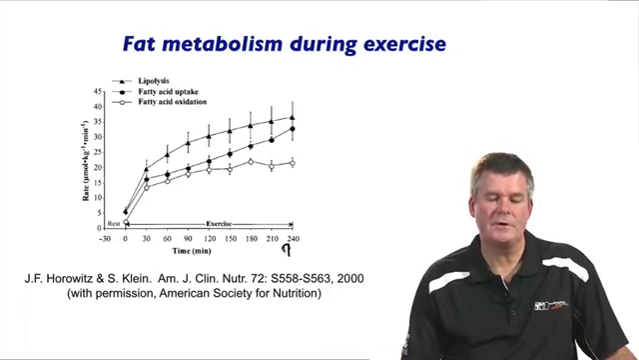the progressive increase in the rates of lipolysis, and this will come from both adipose tissue and potentially also from muscle triglycerides, the increase in fatty acid uptake from the blood by the contracting muscle largely, and the increase in fatty acid oxidation.